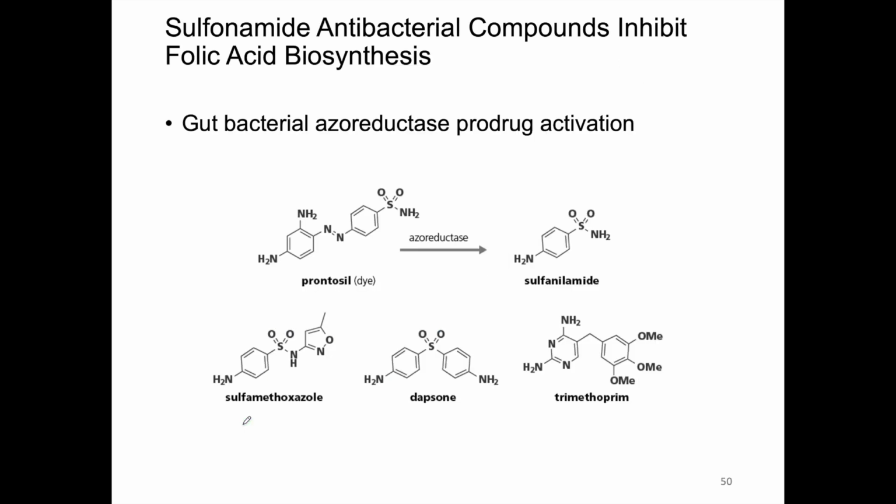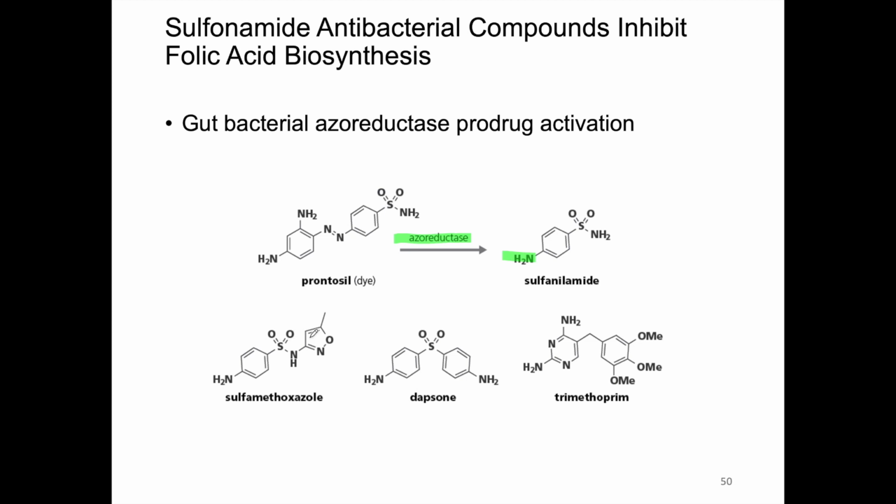Next, we're going to look at folic acid biosynthesis and the sulfonamides. These were some of the first synthetic antibiotics ever discovered. The drug discovery story is always a nice one because this particular dye, prontosil, is a bright red color, I presume. Azoreductases in the gut reduce the N double bond N to an amino functionality, and this is the compound that is the antibiotic, and it mimics the para-amino benzoic acid in the folic acid biosynthesis.